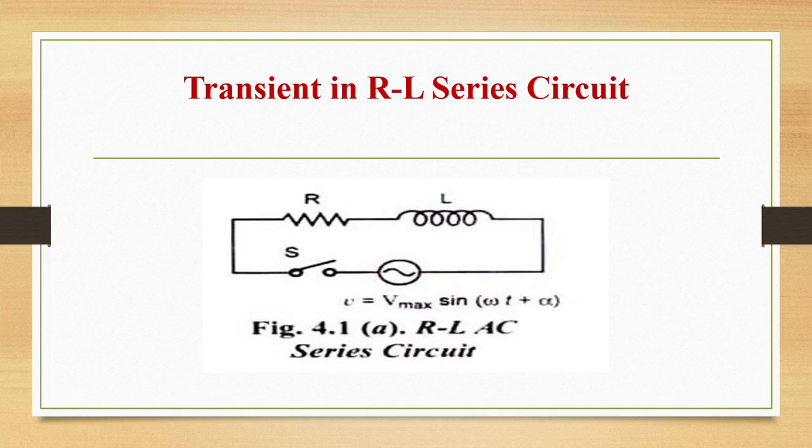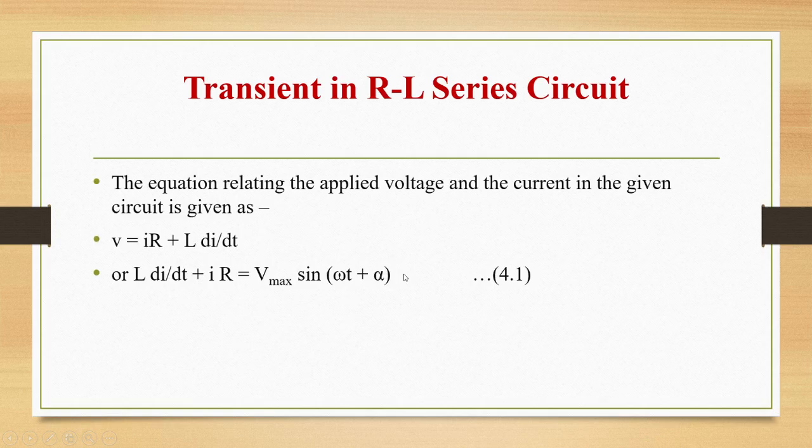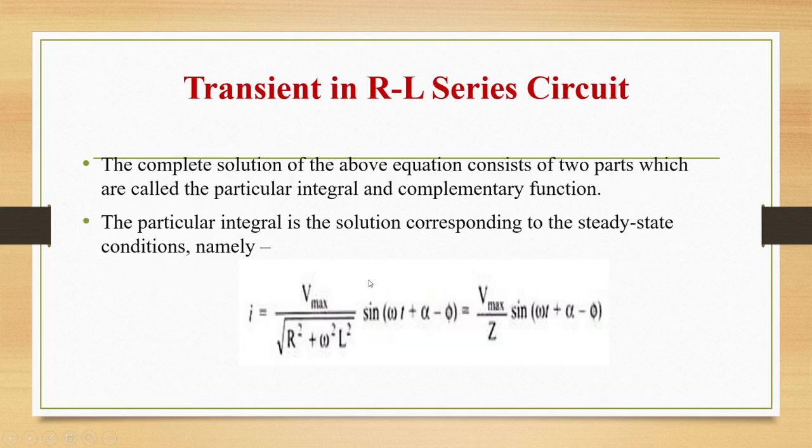So this is an RL AC series circuit we are having here. R and L are connected in series and a switch is connected here. Alternating voltage Vmax sine omega t plus alpha is applied here. The equation relating the applied voltage and current in the given circuit is V equal to iR plus L di by dt, or L di by dt plus iR is equal to Vmax sine omega t plus alpha.